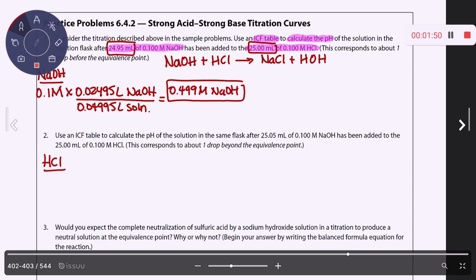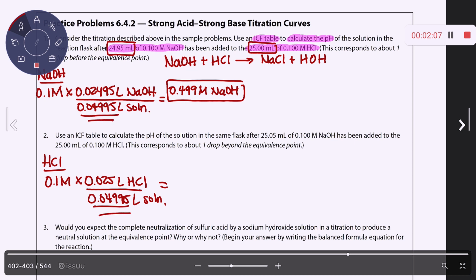So this is going to be 0.1 times 0.025 divided by 0.04995. Now I'm doubting. When you add those two together, does it come out to be this? Yeah, so that's fine. Can you do this for me and tell me what you get? Because on here it says 0.05, and I don't believe it. I got 0.05. I got 0.0501. Okay, we're just going to leave it like this.